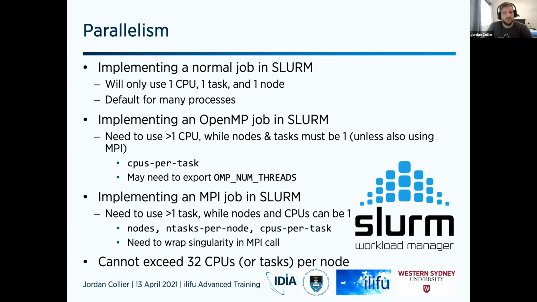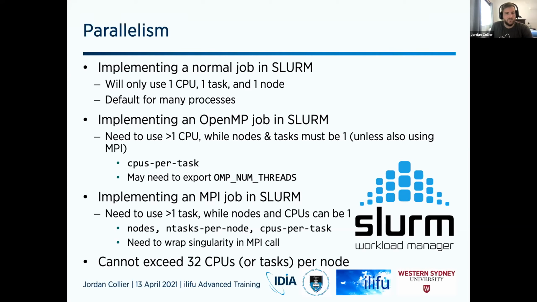So for instance, just firstly to say that a normal job would actually use one CPU, one task, and one node. Much software doesn't support parallelism, so you first need to ensure that your software can support this before you try and attempt to do this kind of parallel processing.